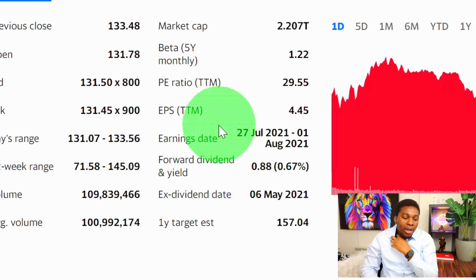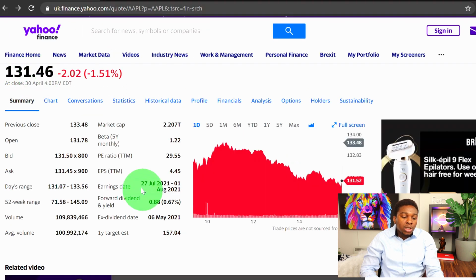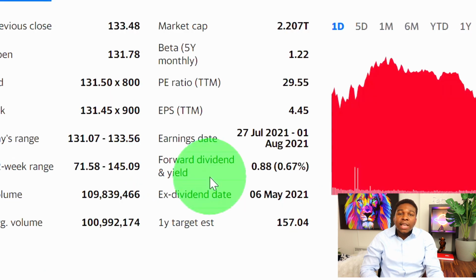You agree with me that when they say trailing in finance, it means last 1 year or previous 1 year. And when they say forward, it means next 1 year. So the next 1 year dividend for Apple is $0.88. And if you convert it to percentage, which is $0.88 divided by the current share price of 131.46, you will get what we call the dividend yield, which is 0.67%.